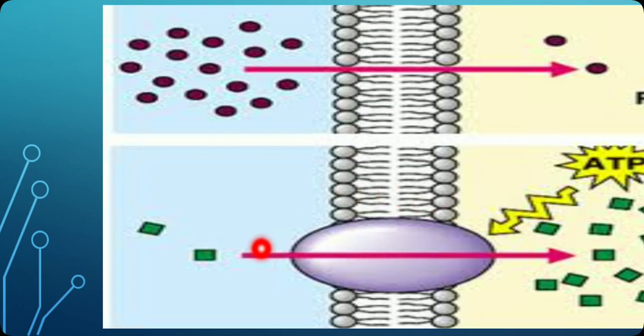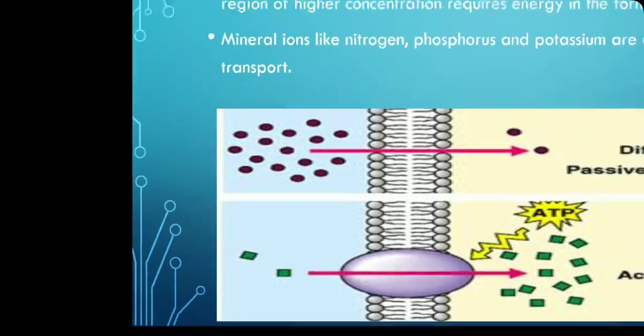So how do they work? For this, they need energy. This protein molecule needs energy, and it gets energy from ATP molecules, and that's how they bring the mineral ions from the region of lower concentration to the region of higher concentration.